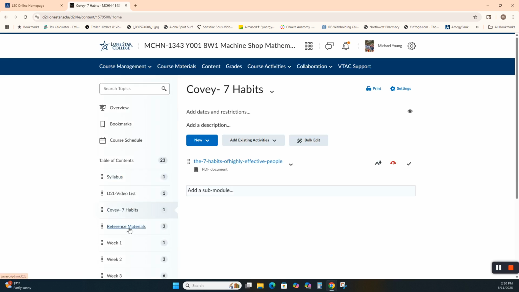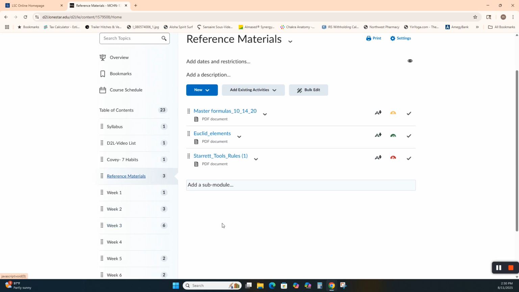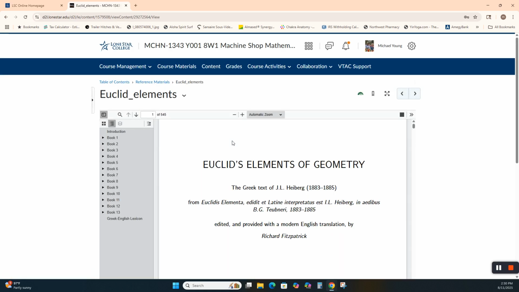All right, so there's Covey. Reference materials. There's 3 documents in reference materials. Starrett rules, Euclid's Elements, and the master formulas. This master formula you are going to need for this entire course. I promise you, hint, hint. Download it. Now, I don't care what you do with Euclid. I put it up here because some people want to read it. Well, you can open Euclid. Let's open it up. I'll show you what it looks like.